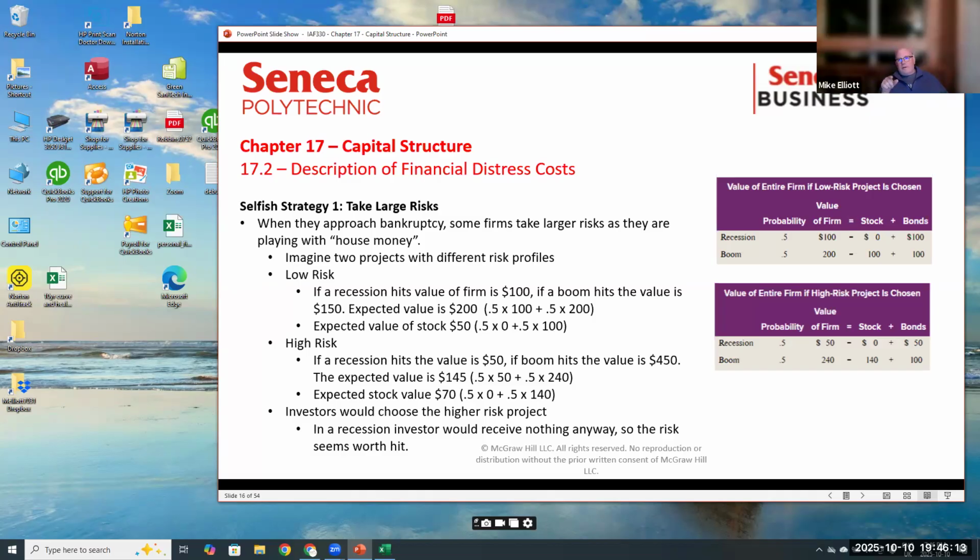An investor would likely pick the higher risk project. We have a better chance of making more money. In a recession, the stock investor receives nothing anyway. In either case, the stock is worth 0. If my downside is limited at 0, irrespective of what happens, why would I not go for the opportunity that gives me a better return?